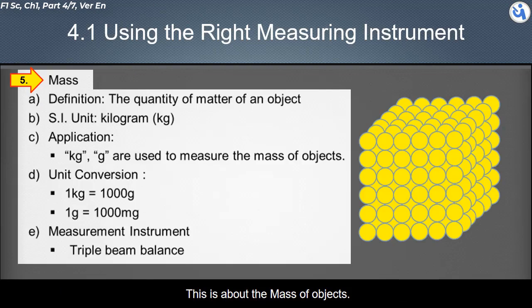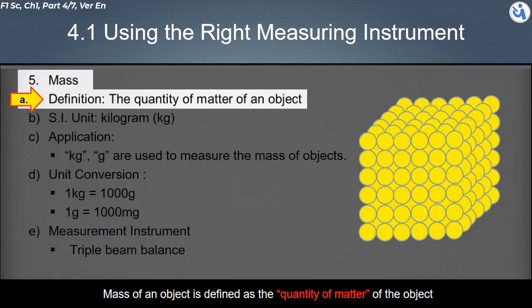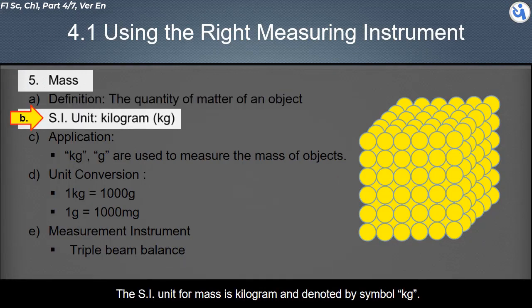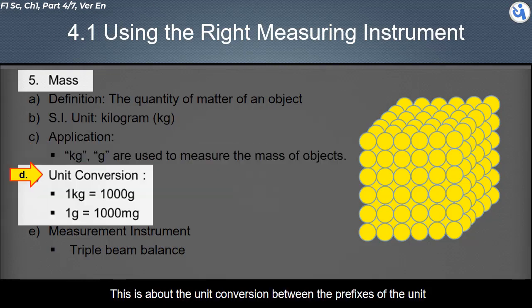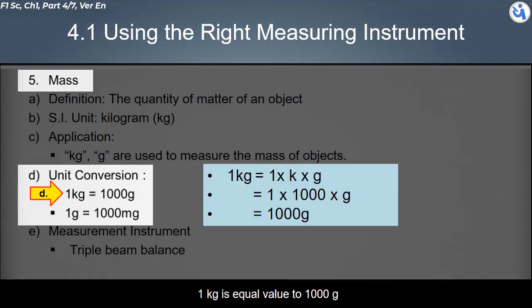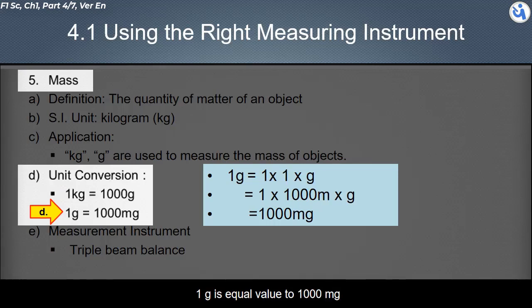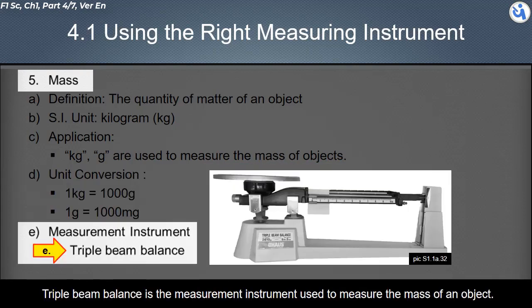This is about the mass of objects. Mass of an object is defined as the quantity of matter of the object. The SI unit for mass is kilogram, denoted by symbol kg. For application, unit kilogram and gram are used to measure the mass of objects. This is about the unit conversion between the prefixes of the unit. 1 kilogram is equal in value to 1000 gram. 1 gram is equal in value to 1000 milligram. Triple beam balance is the measurement instrument used to measure the mass of an object.